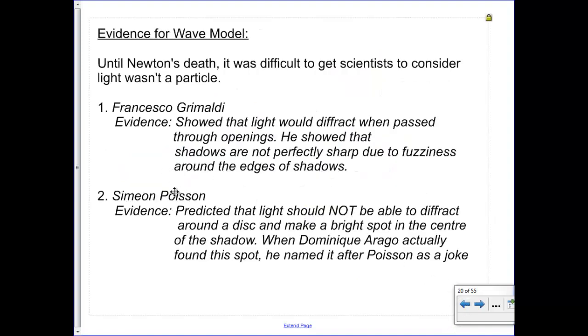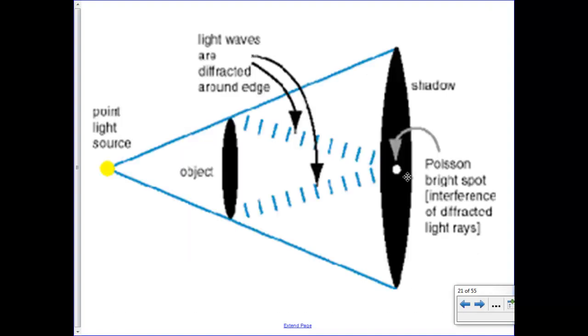This guy right here thought it should not happen, and then this guy right here discovered that it did happen, and so he named this spot right here after the first guy as a joke. Oh, that's kind of cool. So the idea basically is that light can actually bend around objects. The light travels this way and then bends around the corner, which proves that particles don't do that. Maybe waves can bend, though.